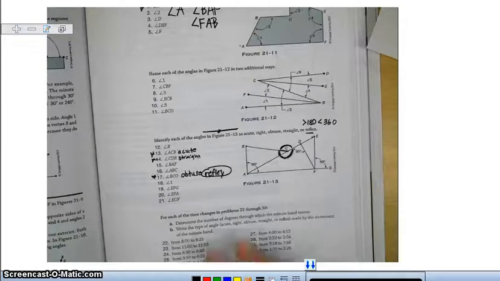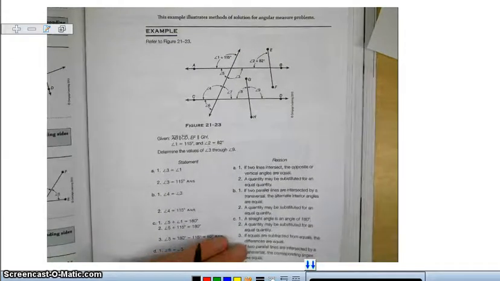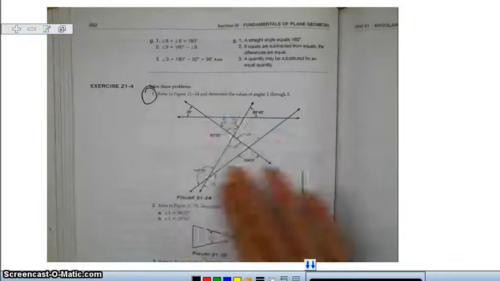All right, so now let's take a look at, I think that's all we're going to look at here. Okay, so now the next examples we're going to look at are on page 482. So on page 482, we're just going to look at number 1 here. And we're going to refer to the picture here.